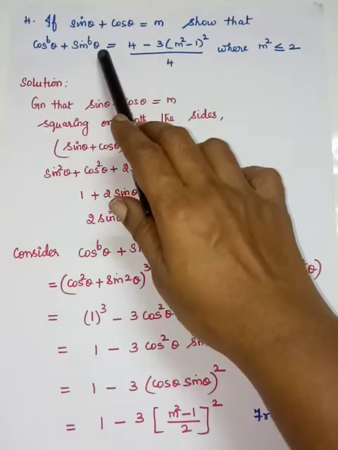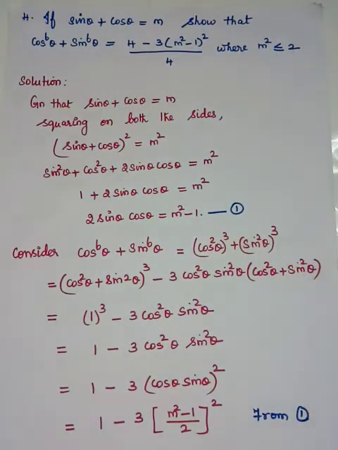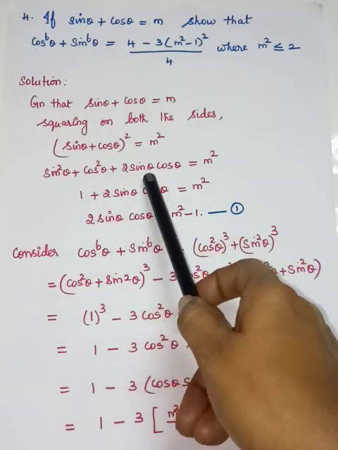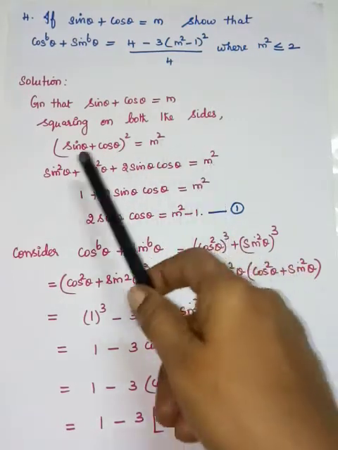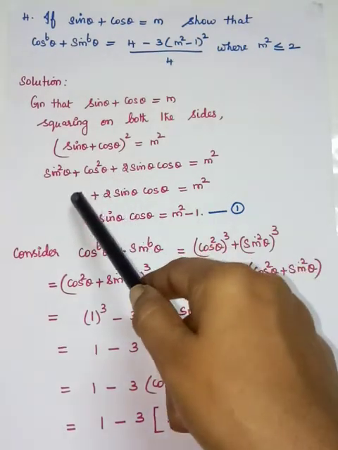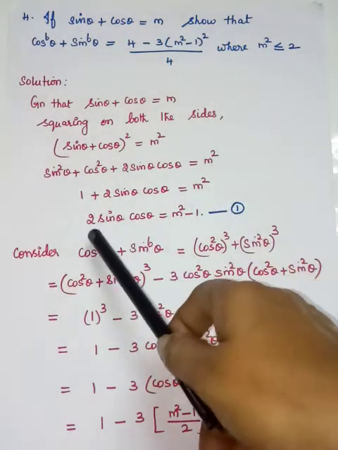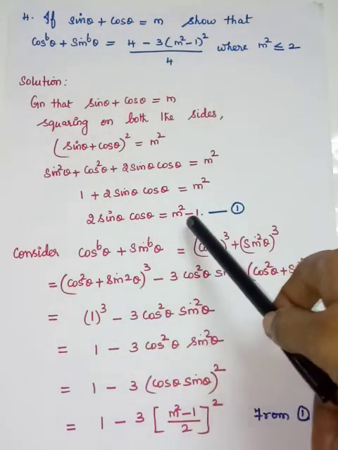So it should not be negative. Therefore they have written m squared is less than or equal to 2 there. So take the given result: sin theta plus cos theta is equal to m. Squaring on both the sides, (sin theta plus cos theta) the whole squared is equal to m squared. It is in the form of (a plus b) the whole squared, so a squared plus b squared plus 2ab is equal to m squared. What is sin squared theta plus cos squared theta? That is equal to 1. So 1 plus 2 sin theta cos theta is equal to m squared, so 2 sin theta cos theta is equal to m squared minus 1.